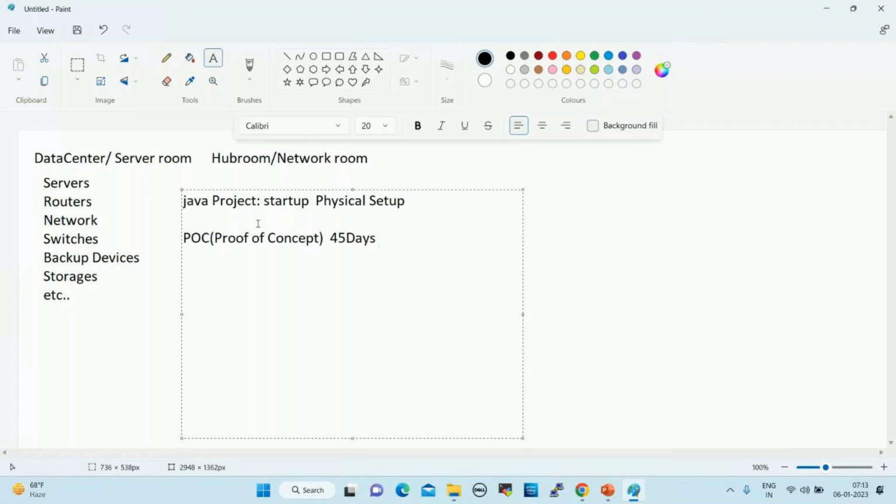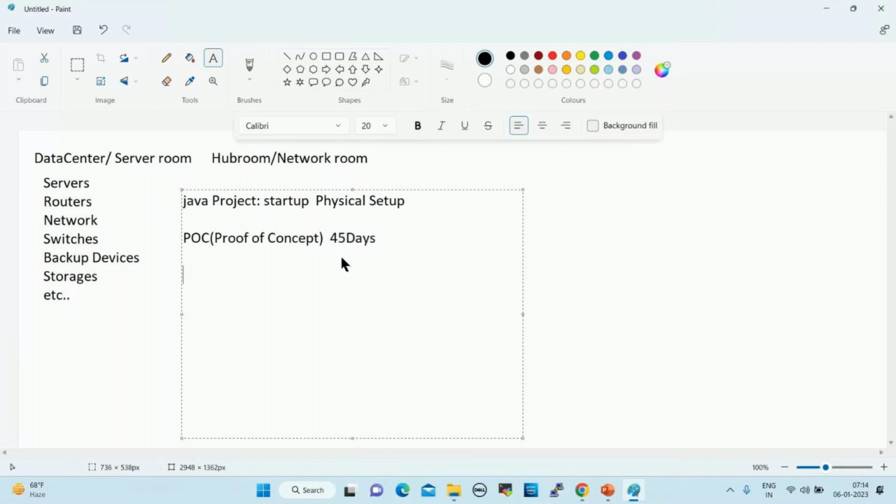When you start any startup company, before getting a real project from a client, we need to prepare the POC. For that POC, the client gives you a 45 days timeline only. Within 45 days, we need to prepare this POC and showcase it to the client. If the client approves, we'll get the real project. That is the process every project team will follow, right?